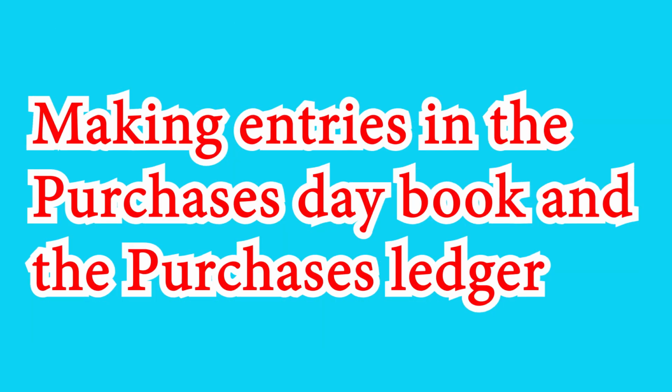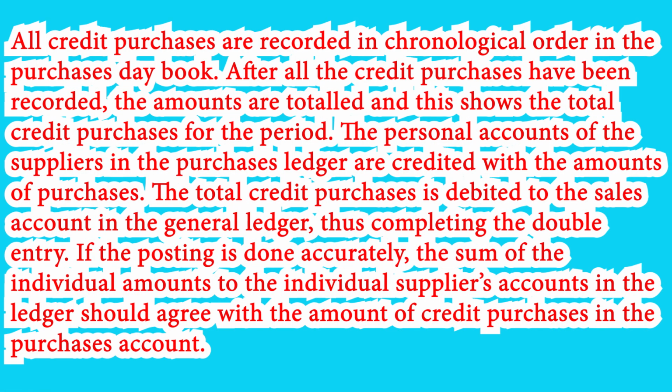Let us now look at making entries in the purchases daybook and in the purchases ledger. All credit purchases are recorded in order of dates in the purchases daybook. After all the credit purchases have been recorded, the amounts are totaled, and this shows the total credit purchases for the period. The personal accounts of suppliers in the purchases ledger are credited with the amounts of purchases. The total credit purchases is debited to the purchases account in the general ledger, thus completing the double entry.